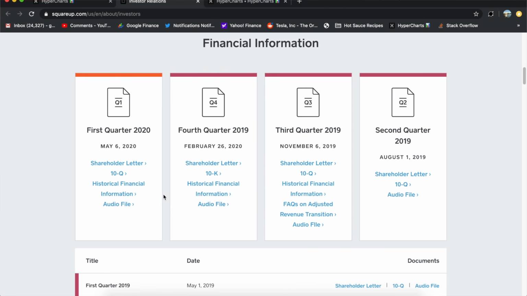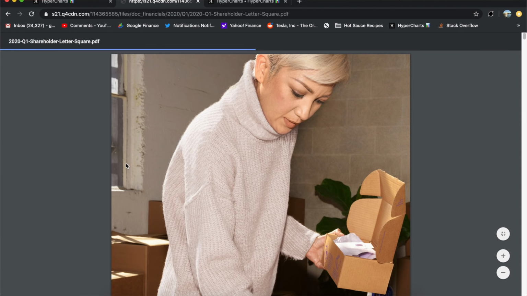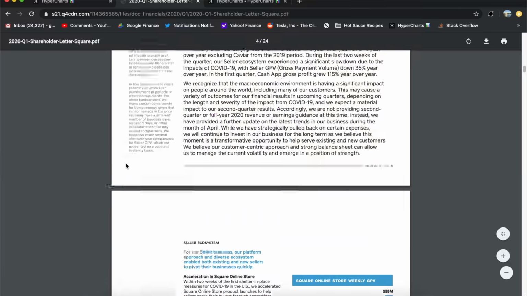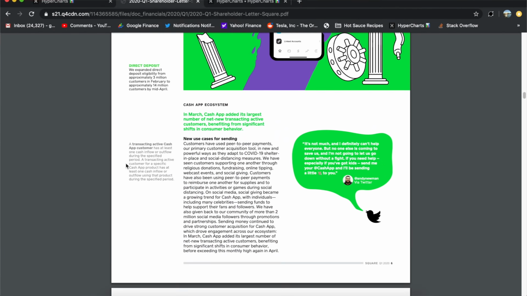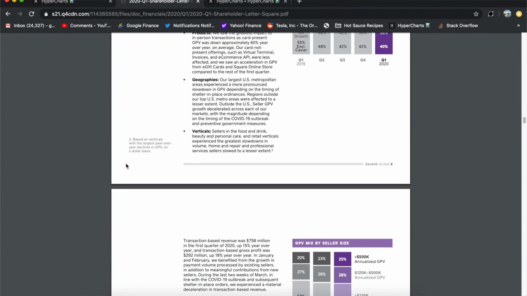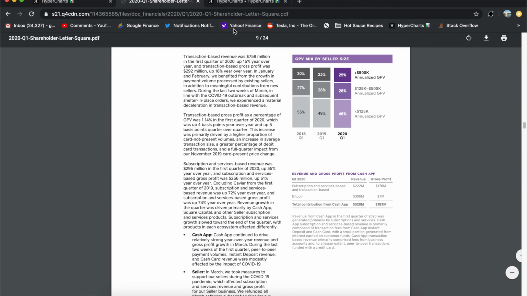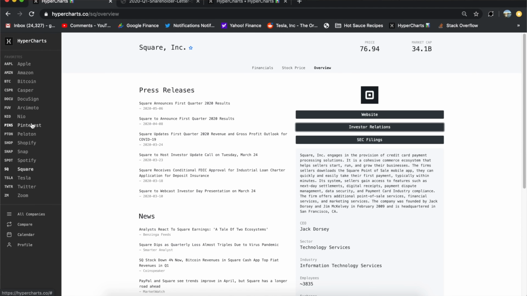We can go here if we want to dive deep into that shareholder letter, get our hands dirty with more of this research. It's right here, linked to you right away. You don't even need to go to Google. All done on HyperCharts, and this is Square's Q1 letter, so that's super useful. Now let's go check out Twitter, because this is another interesting one.